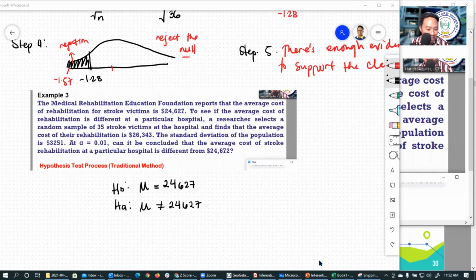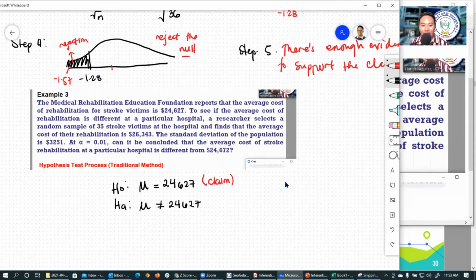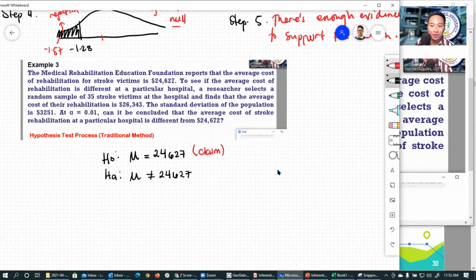So which one is the claim, guys? Alternative, null. Null, very good. It's the null hypothesis that is the claim. That should have been worded claim. Very good. Now, there's a twist. This is step 1, by the way. Step 2 has a twist.